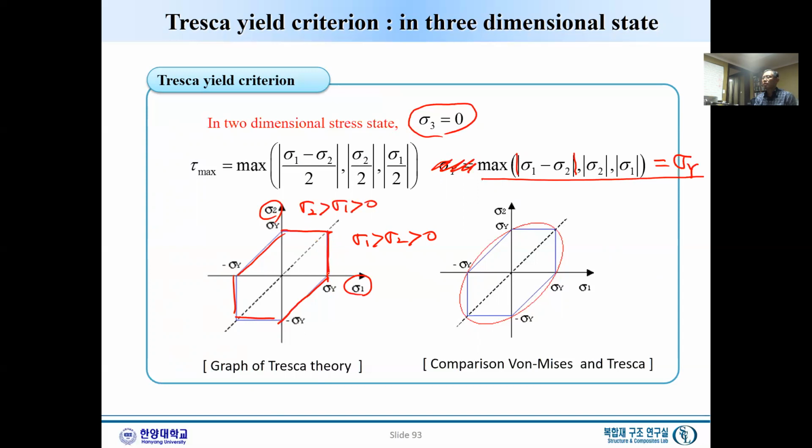So in this area, what will be the maximum? Well, the difference will be less than this one, so the maximum will be sigma 1. So in this region, sigma 1 will be sigma yield. That's the simple equation, and that's why we have this vertical line. And this one is similar.